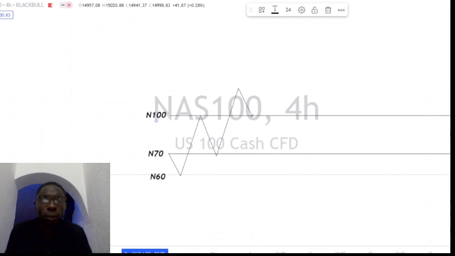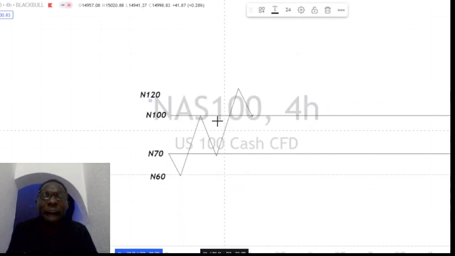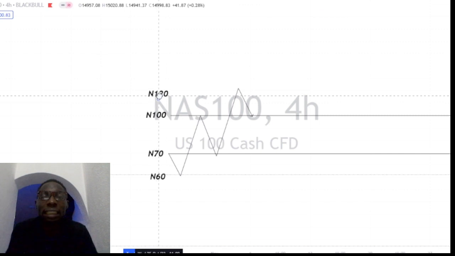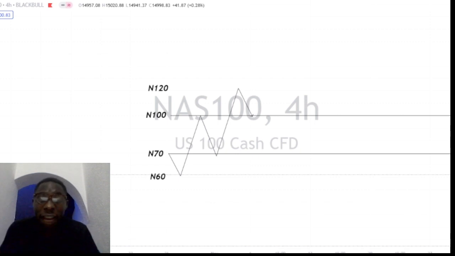Okay, so what do I have here? Then this is 120. Look at this. Now let's quickly have this. We have it as the line chart. We have the numbers already. Let us have it as candlestick now.